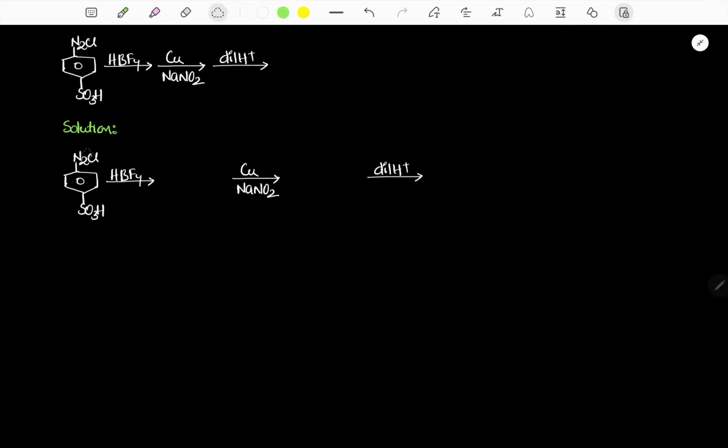The reactant is benzene diazonium chloride. It is treated with HBF4. So it forms the corresponding salt N2 plus BF4 minus, with SO3H at the para position. It is treated with copper and NaNO2. So in the presence of copper, it loses N2 gas and NO2 minus attacks. Therefore, the corresponding product is the nitro group with SO3H at the para position.